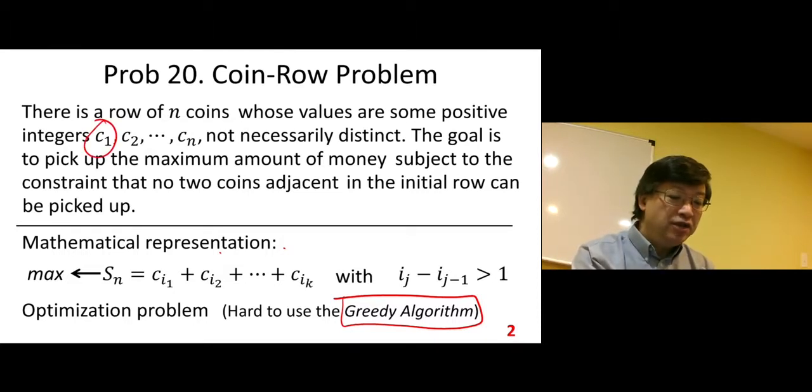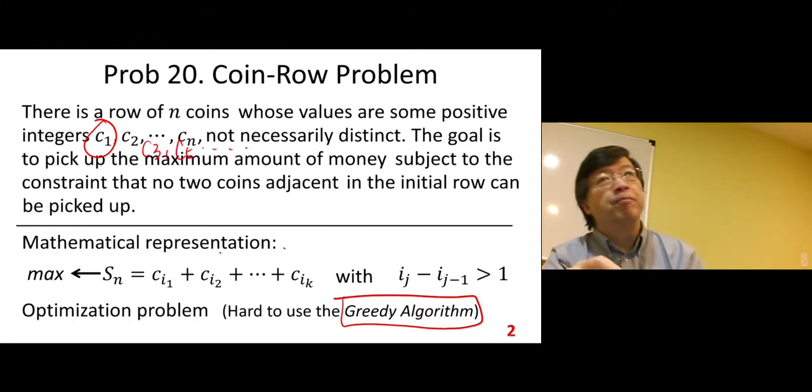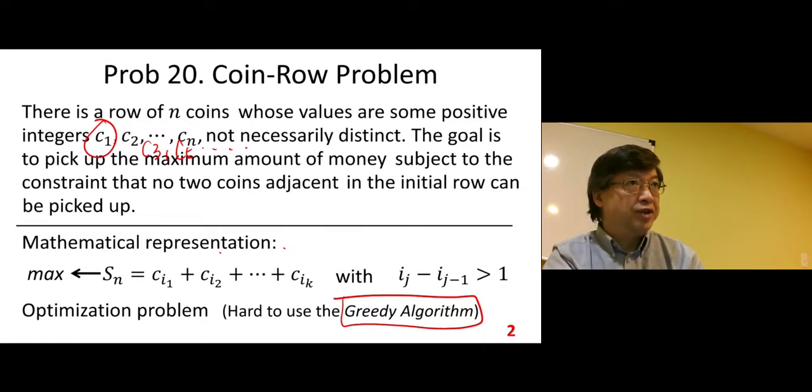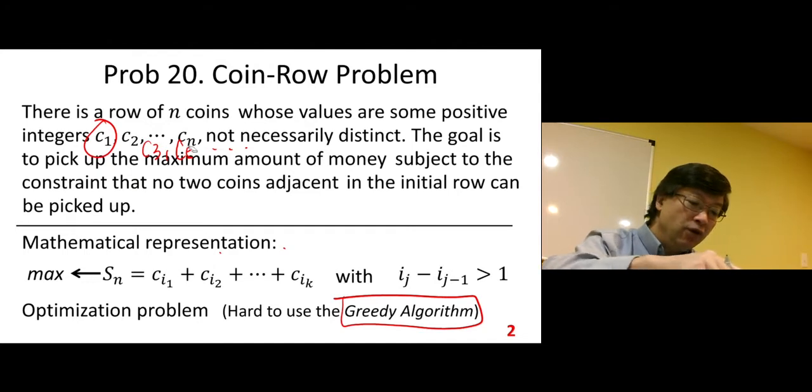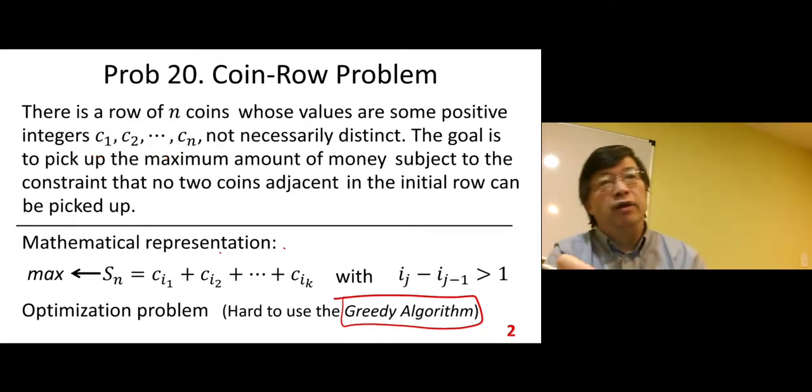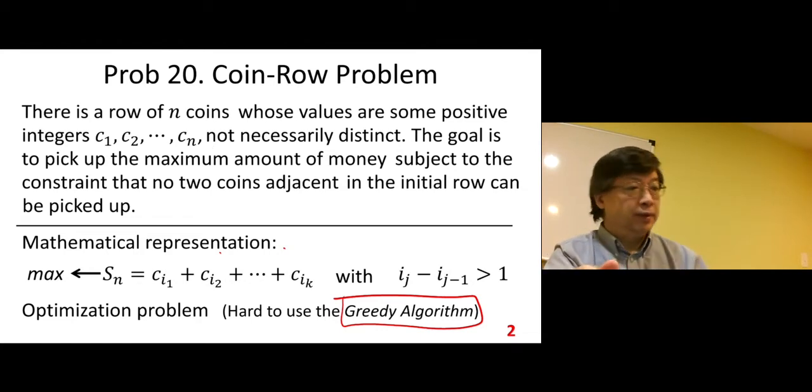Then we cannot pick C2. So then C3, then C5, and so on. That's based on the greedy strategy. Very easy, right? But you cannot guarantee this is the best solution. This cannot guarantee the value is maximum. So that's why the greedy algorithm does not work for this example.